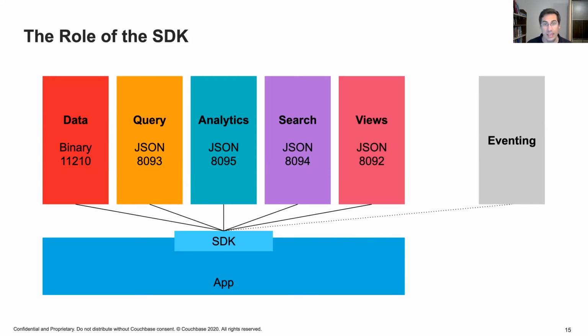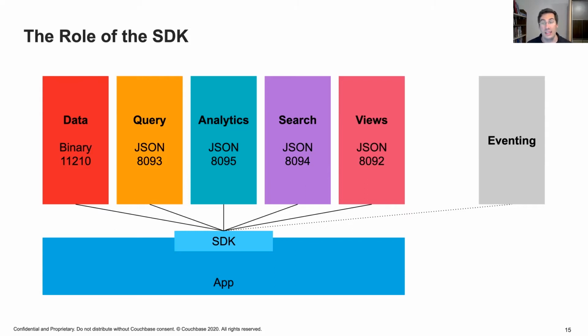The other property that it abstracts from you are the implementation details on how to talk to the server. For example, the key value service, the data service, uses a custom binary protocol over a specific port that is highly optimized for low latency and high throughput. But it's not something that you can just talk over HTTP, for example. Then the other services, query, analytics, search, and views all talk over HTTP and send JSON back and forth. But first, they talk over different ports. And second, they all use a different payload structure. They're basically a different request and response structure, so they are not unified.